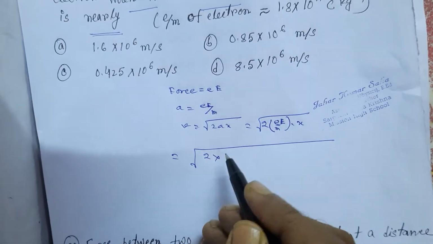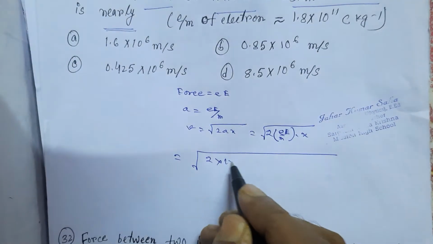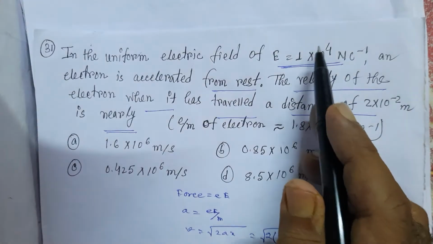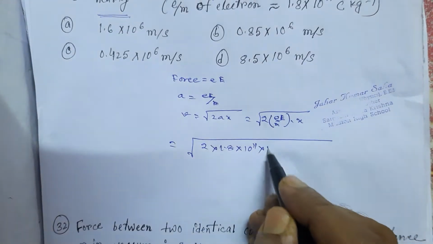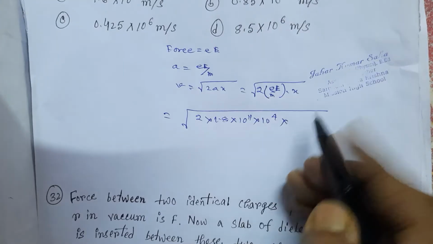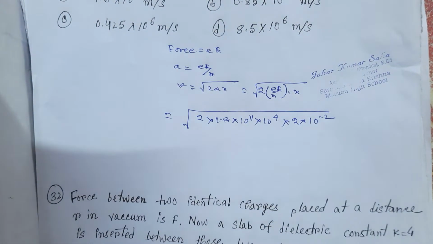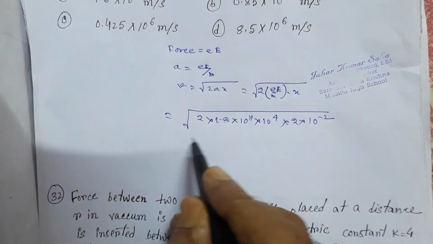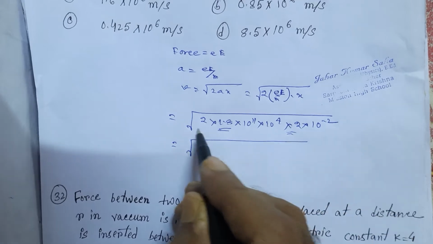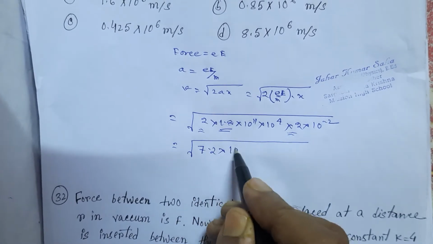2 into E by m is given. E by m for electron is 1.8 into 10 to the power 11. E, electric field intensity, is 10 to the power 4 Newton per Coulomb. And x is 2 into 10 to the power minus 2 meter. Hence, the calculation gives 1.8 into 2 into 2, that is your 7.2 into 10 to the power 13.